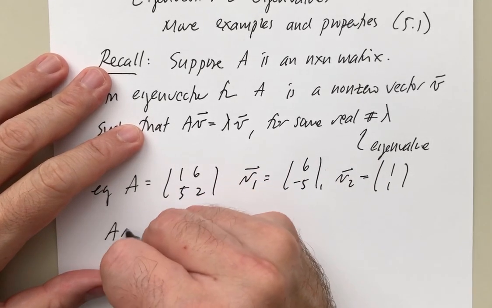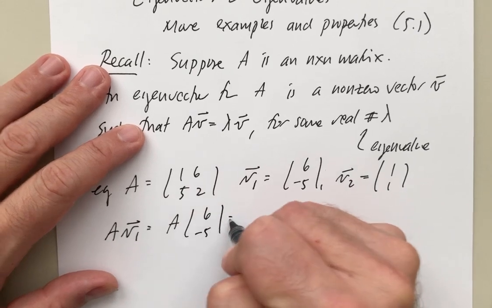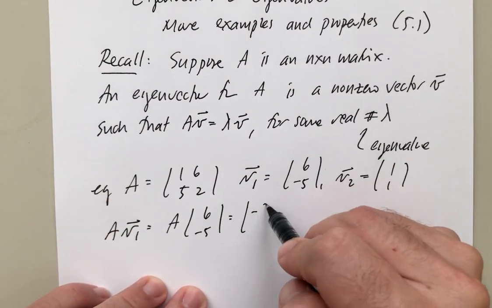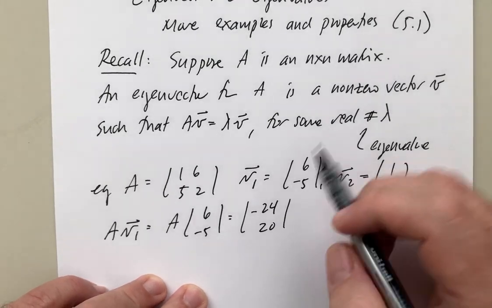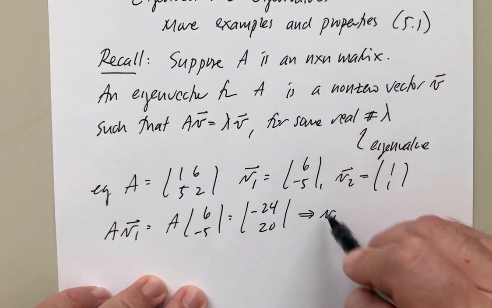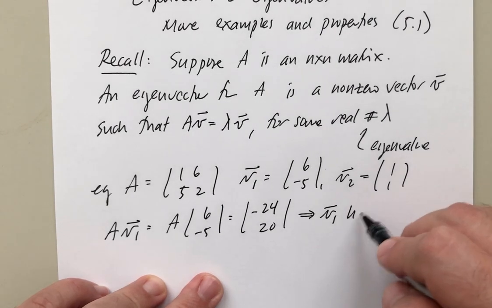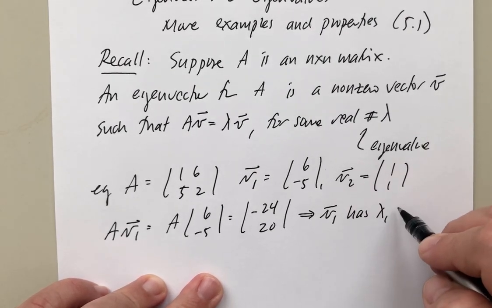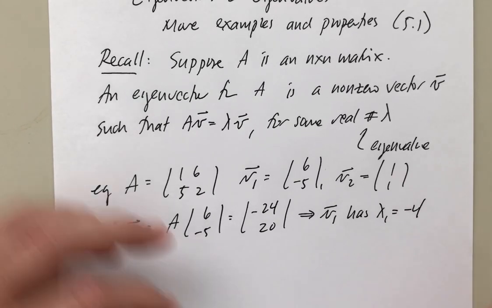So if I take A times V1, you can check that, well, this is A times 6, minus 5. Do the calculation, you get minus 24, 20. This is a vector in R2, and notice that it's a multiple of what you started with. In fact, it's minus 4 times what you started with. So this is telling you that the eigenvalue, lambda 1, let's call it, is minus 4.